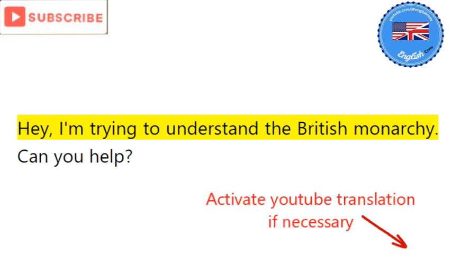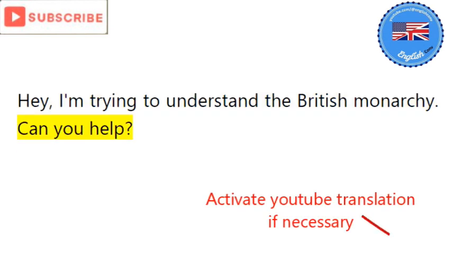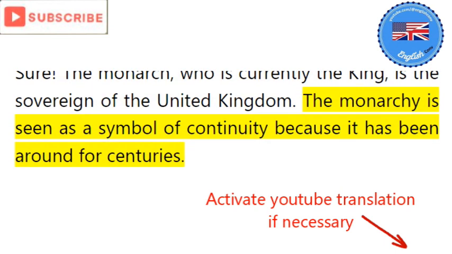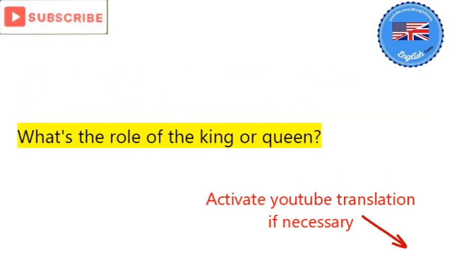Let's get started. Hey, I'm trying to understand the British monarchy. Can you help? Sure. The monarch, who is currently the king, is the sovereign of the United Kingdom. The monarchy is seen as a symbol of continuity, because it has been around for centuries.